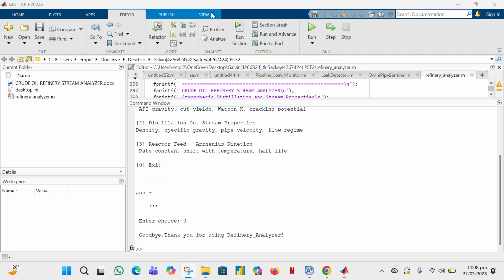What I love about this tool is that it's not just about getting numbers, it's about understanding what those numbers mean: whether your pipeline is safe, whether your reactor can handle a temperature drop, what product your crude will actually give you. And this was built entirely in MATLAB with no external toolboxes, just clean engineering logic and the equations we study every day in class.